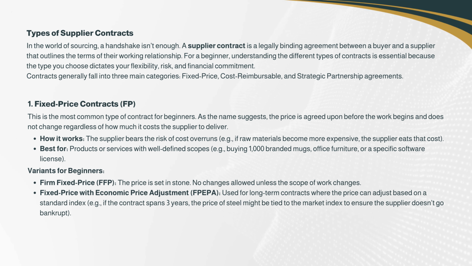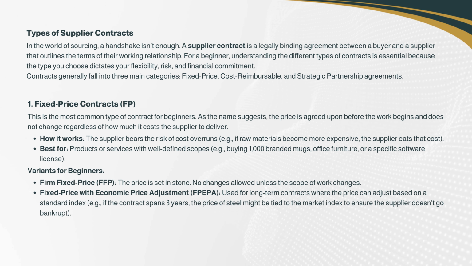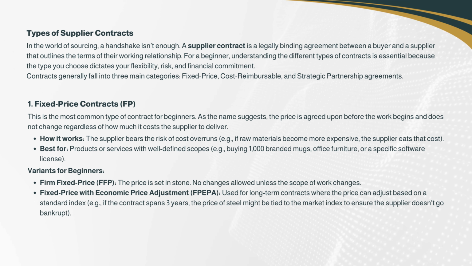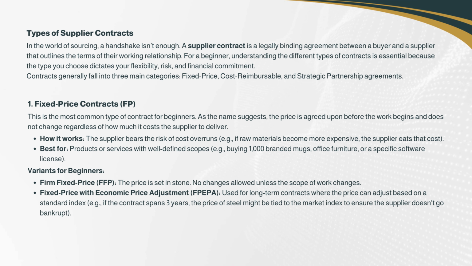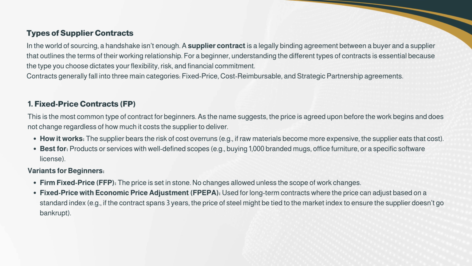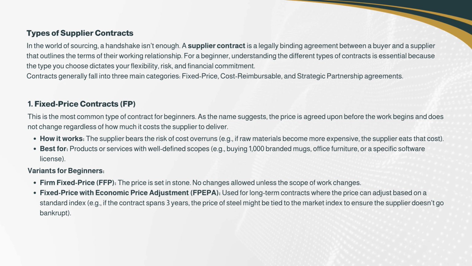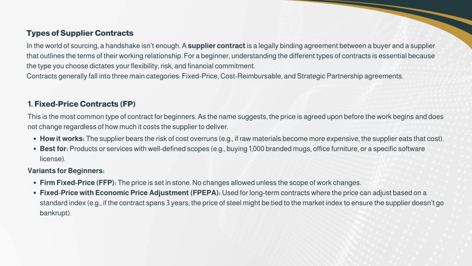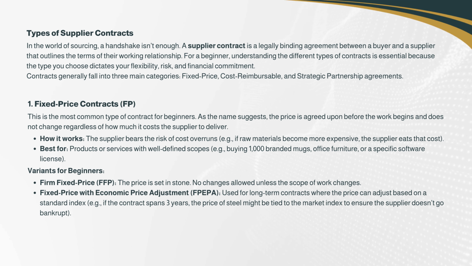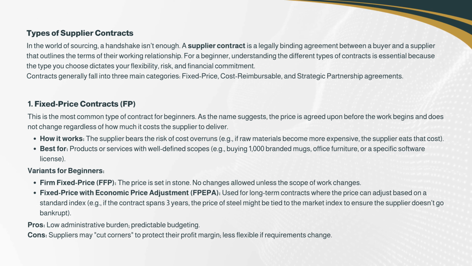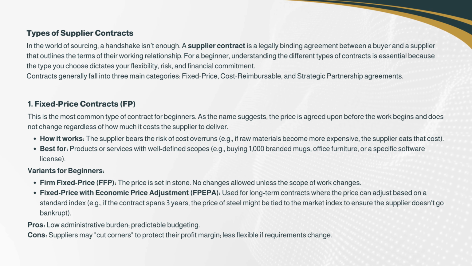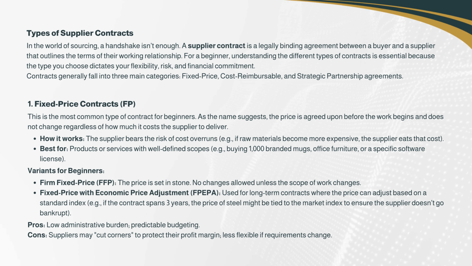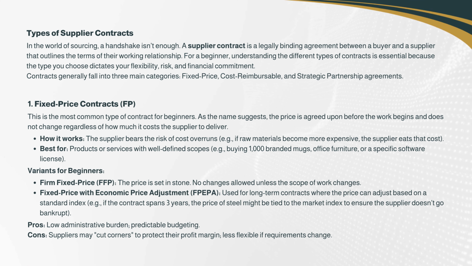Variants for beginners. Firm fixed price, FFP: the price is set in stone. No changes allowed unless the scope of work changes. Fixed price with economic price adjustment, FPEPA: used for long-term contracts where the price can adjust based on a standard index. For example, if the contract spans 3 years, the price of steel might be tied to the market index to ensure the supplier doesn't go bankrupt. Pros: low administrative burden, predictable budgeting. Cons: suppliers may cut corners to protect their profit margin, and it is less flexible if requirements change.